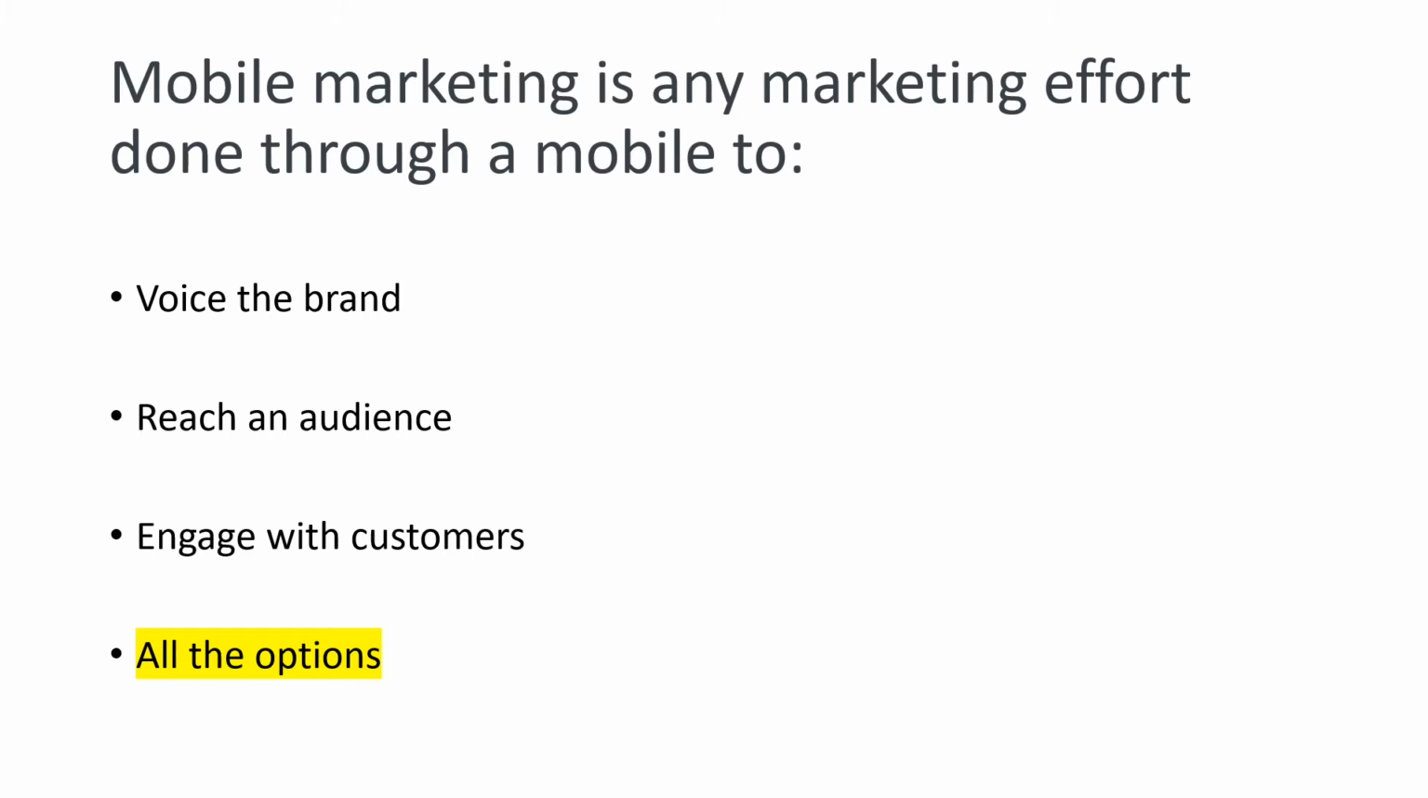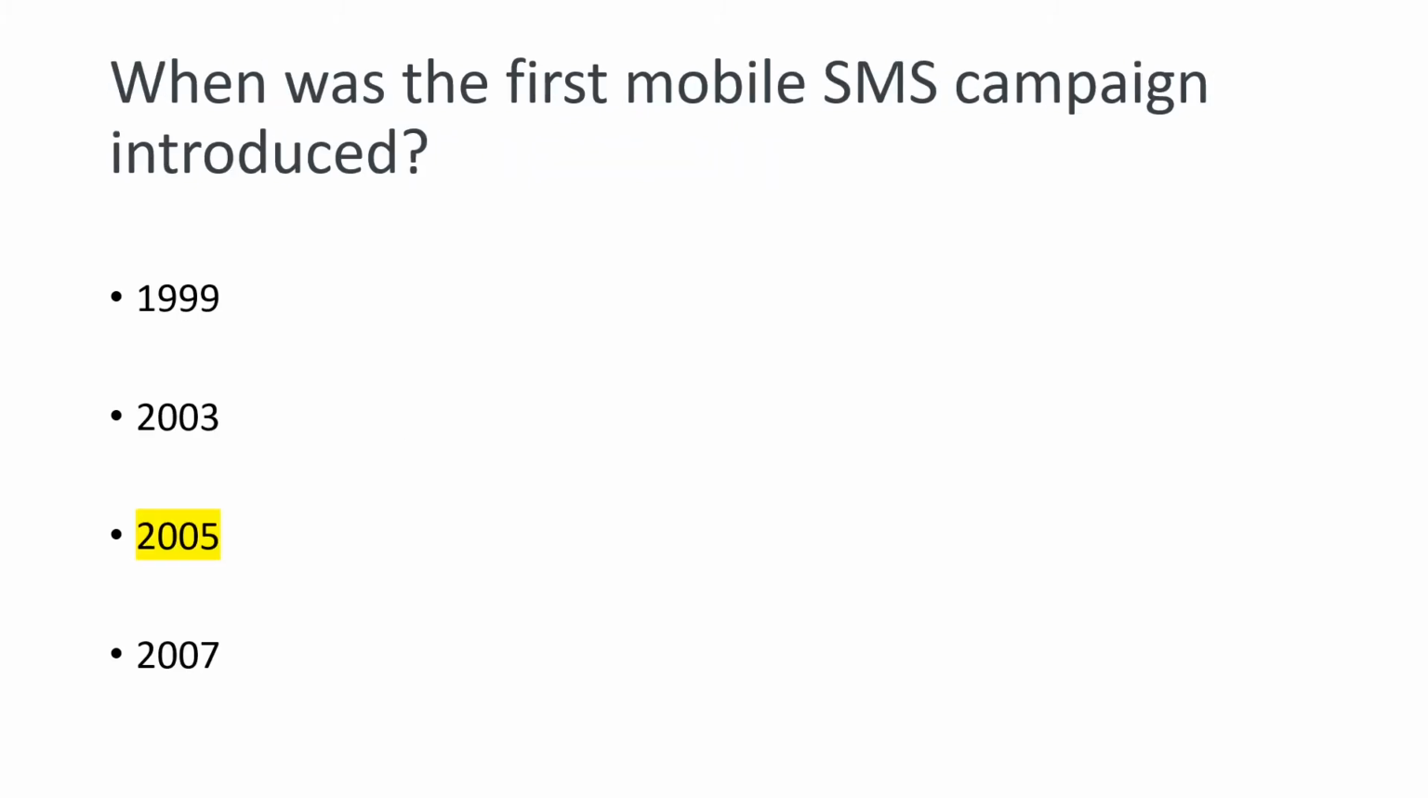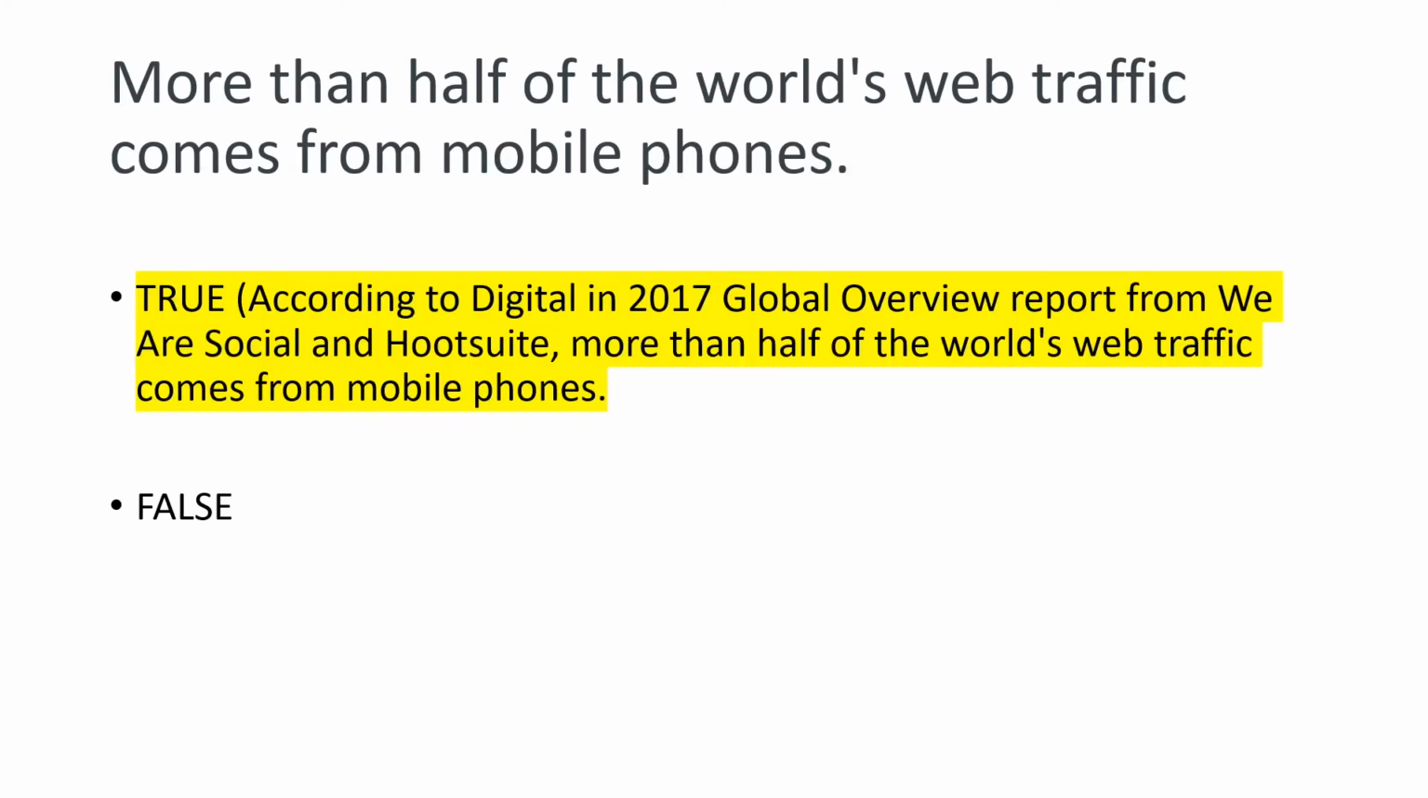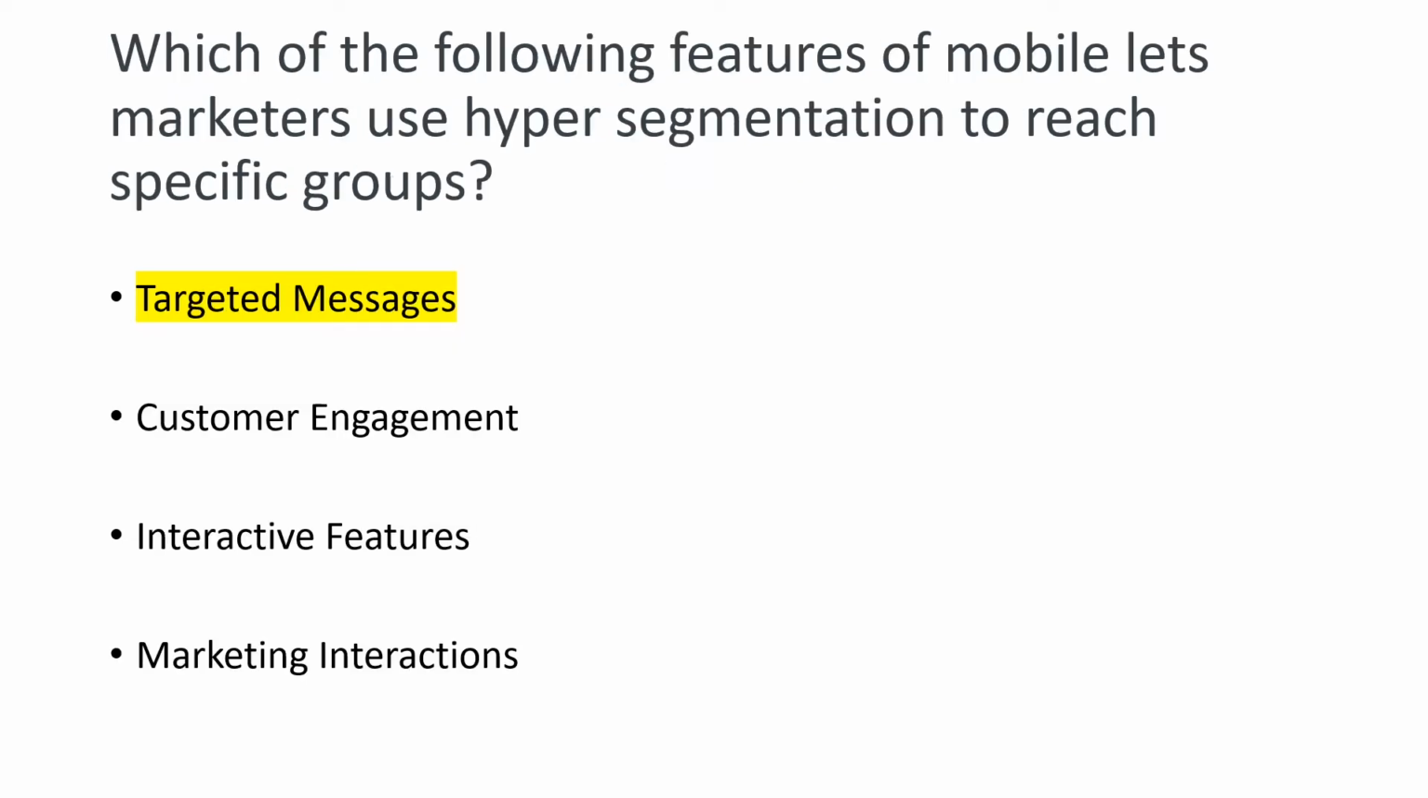122. Mobile marketing is any marketing effort done through a mobile to voice the brand, reach an audience, engage with customers. 123. When was the first mobile SMS campaign introduced? 2005. 124. More than half of the world's web traffic comes from mobile phones. True. According to Digital in 2017 Global Overview Report from We Are Social and Hootsuite, more than half of the world's web traffic comes from mobile phones.